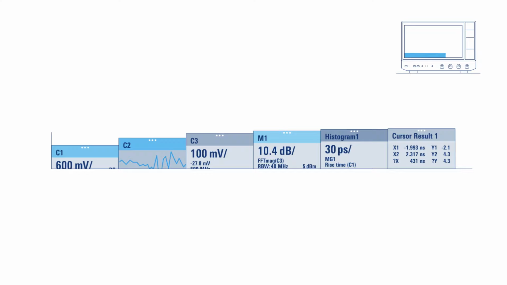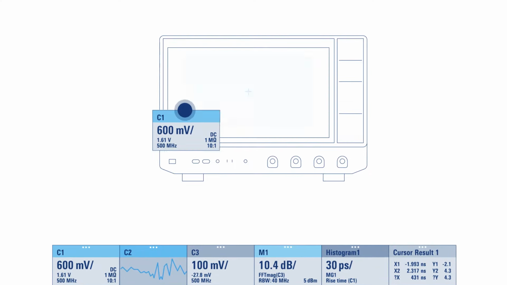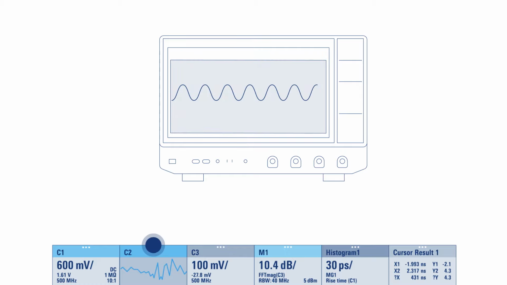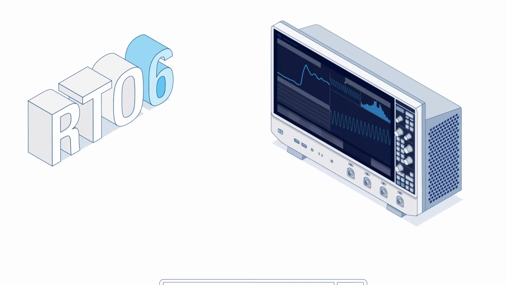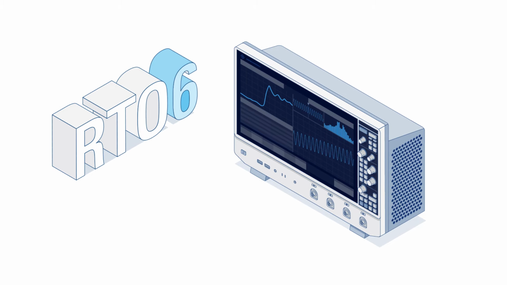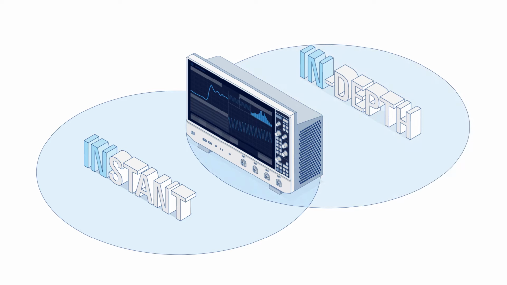Finally, you can preview all your signals in the bar at the bottom and use our unique R&S smart grid to drag and drop the signals to any layout form that suits your needs. This is the new Rohde & Schwarz RTO6 series oscilloscope, where instant insight meets in-depth information.